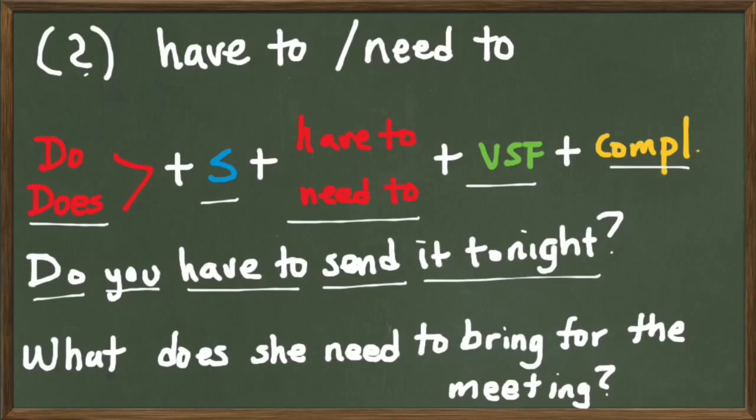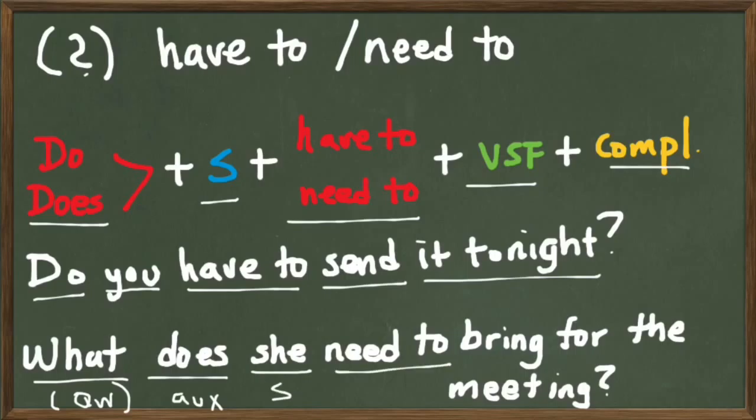Another example, we have: what does she need to bring for the meeting? What does she need to bring for the meeting? In this case, we have a question word because it's an information question. We have the auxiliary, the subject, the expression, and finally the verb in simple form with its complement.